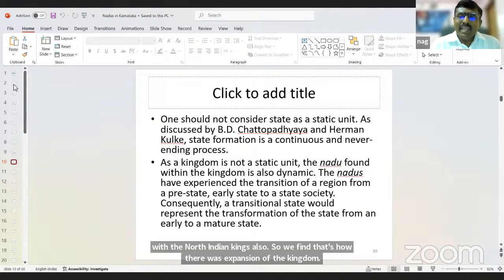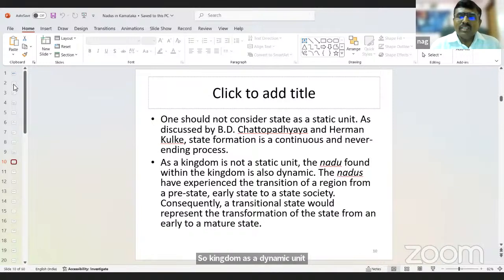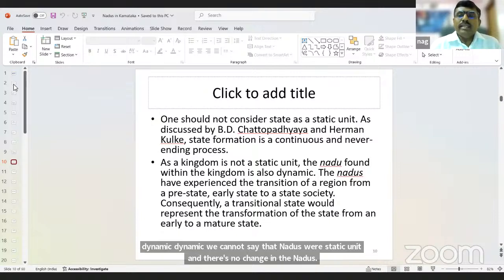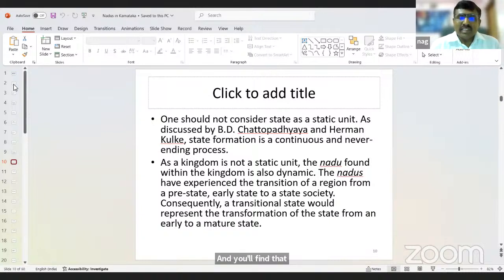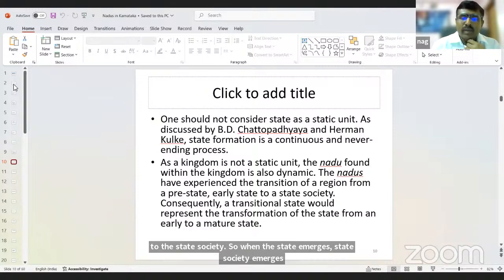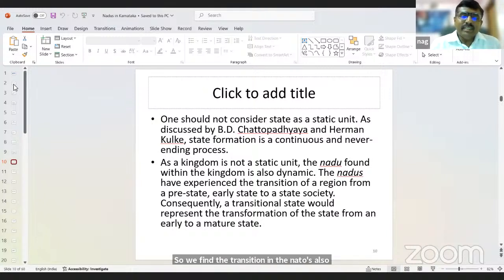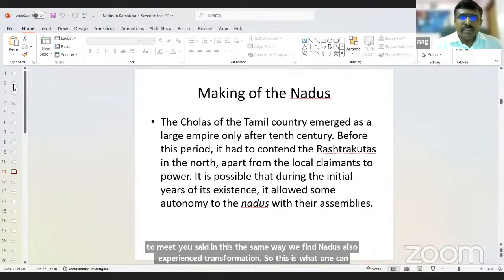So the kingdom is a dynamic unit. The Nadu, which is found within the kingdom, is also a dynamic unit. We cannot say that Nadus were static units and there was no change in them. We find that Nadus also experienced some kind of transition, from pre-state to early state to state society. When a state society emerges, we find the transition in the Nadus also. So there is a transformation of the state from early to mature state, and in the same way Nadus also experience transformation. This is what one can suggest based on state formation theories.